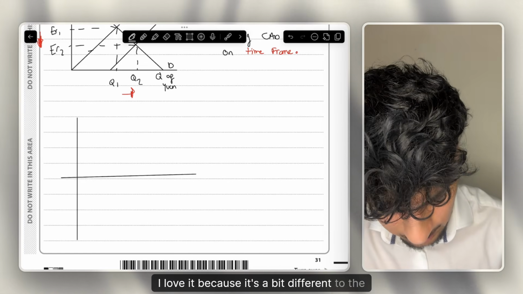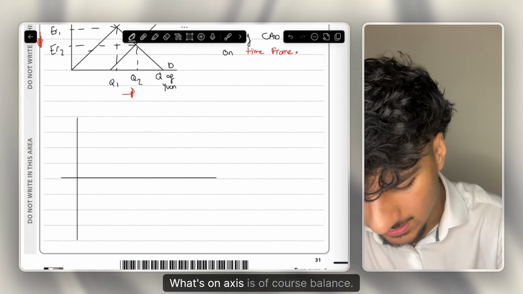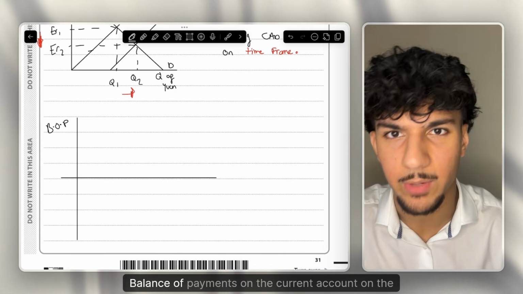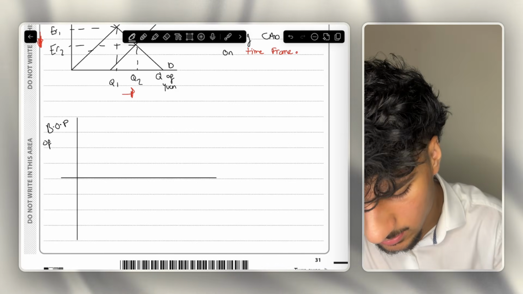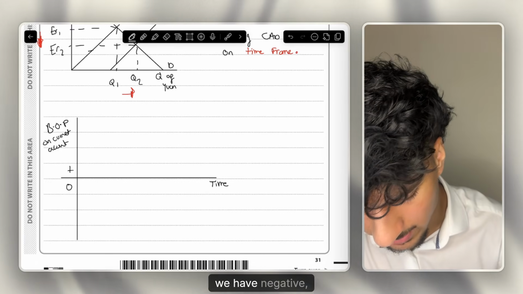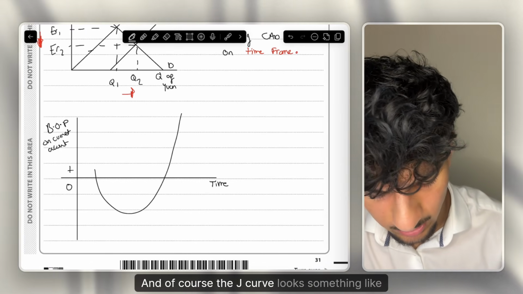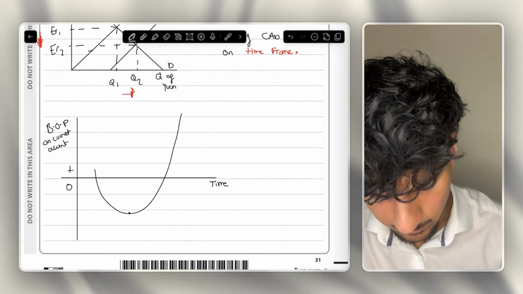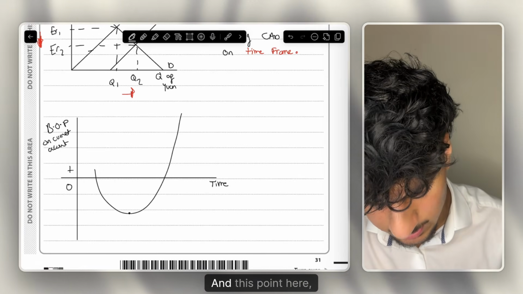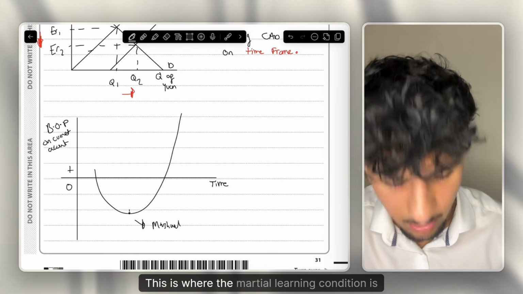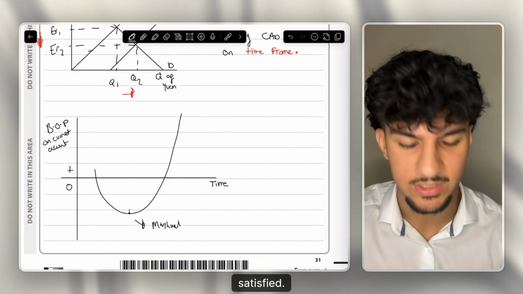I love it because it's a bit different to the normal diagrams. What's on our axis is of course balance, and make sure you draw this out, write this out fully, balance of payments on the current account on the y-axis, and then on your x-axis is of course time. Then we have positive, we have negative current account, and of course the J-curve looks something like this. And you try to get the point where it starts sloping upwards, and this point here, of course, you could label this is where the Marshall-Lerner condition is satisfied.